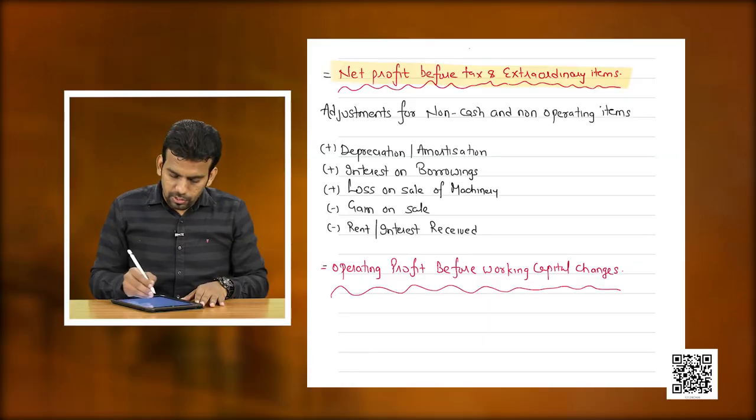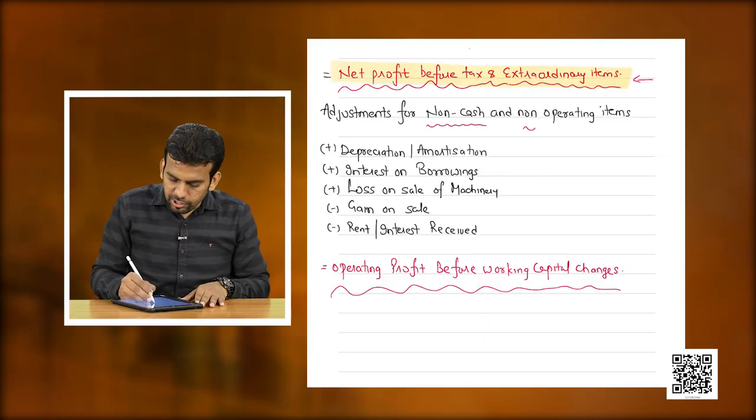As you arrive at net profit before tax and extraordinary items, you have to make certain adjustments for non-cash and non-operating activities. If you remember, you always debited the profit and loss account with an expense named depreciation. Depreciation means loss in the value of a fixed asset. But students, is there any outflow of cash because of depreciation? It is a non-cash expense. So, it is a charge on profit, but there is no outflow of cash because of that.